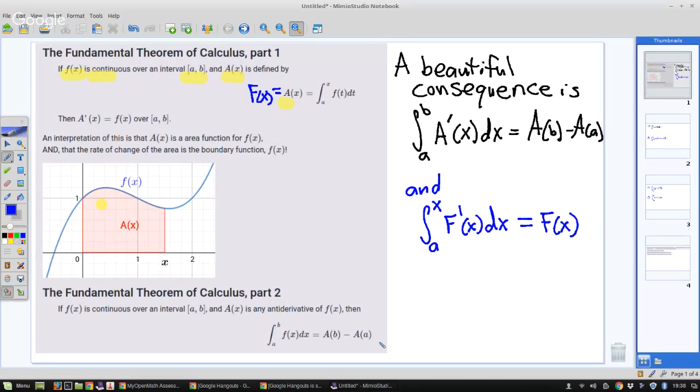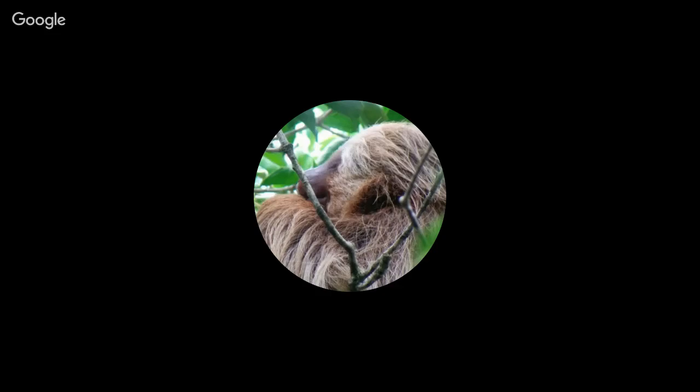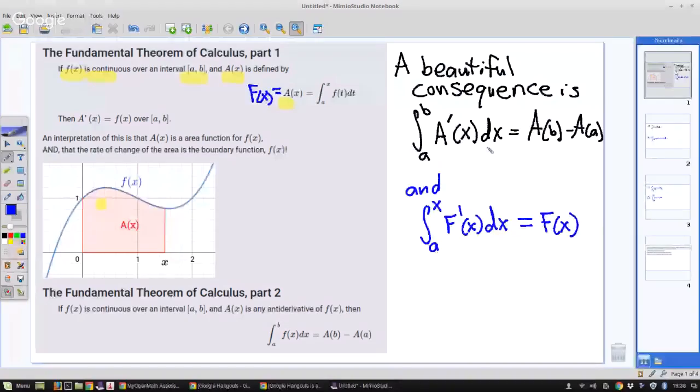Some nice consequences of that. f is A prime, so I can substitute an A prime in place of the f here. So this is the first beautiful consequence in the theorem. The net change in a function can be found by integrating its derivative from the starting point to the ending point. Okay, so that's net change here.